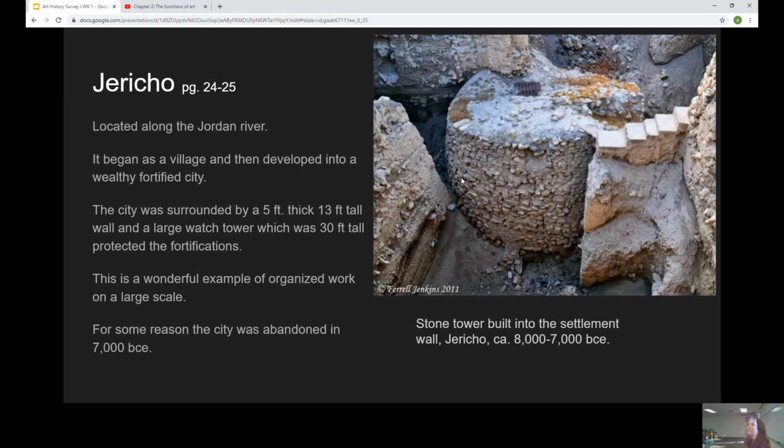They needed to make clay bricks. They didn't have stone in this area. So these are mud-made bricks, which is why there's not much of the city left, because mud melts with rain. But it would have taken a lot of manpower to make such a thick fortified city with tall walls like this. For whatever reason, the city was abandoned in 7000 BCE and small settlements popped up around it. We don't know why it was abandoned.